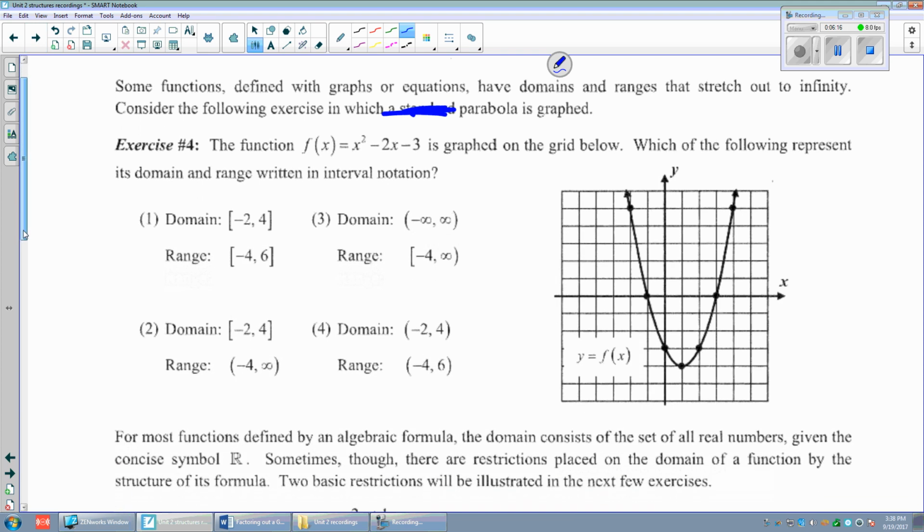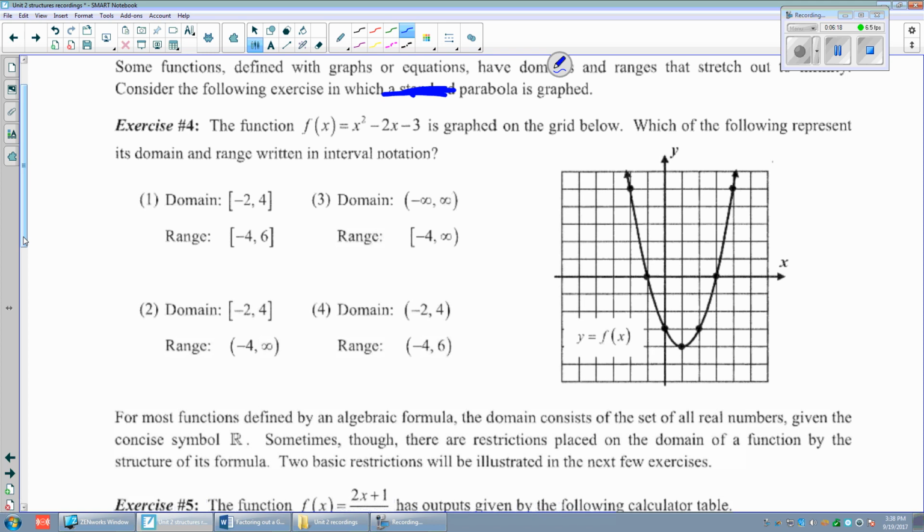The function f of x equals x squared minus 2x minus 3 is graphed on the grid below. Which of the following represents the domain and range, written in interval notation? Okay, they're all in interval notation. Domain is the x values.